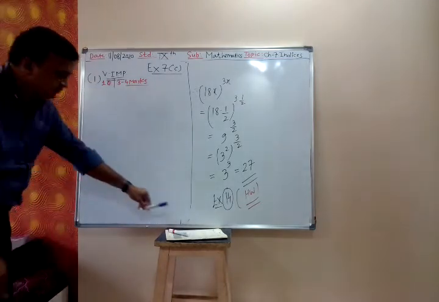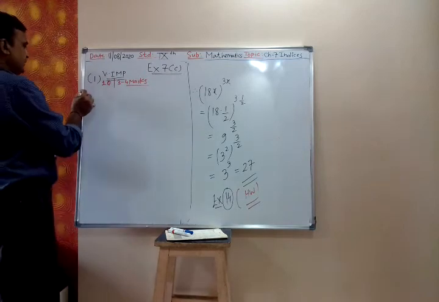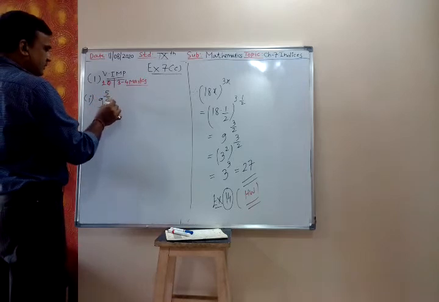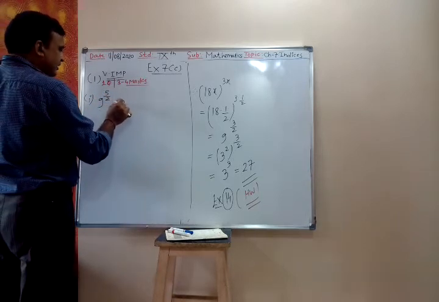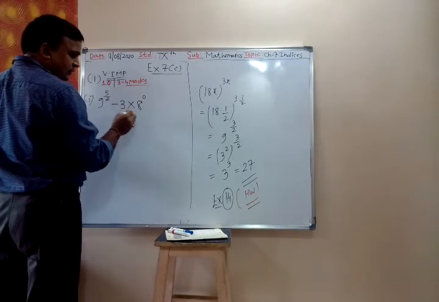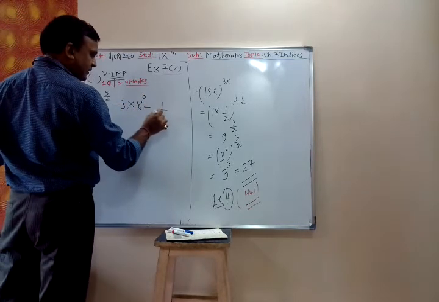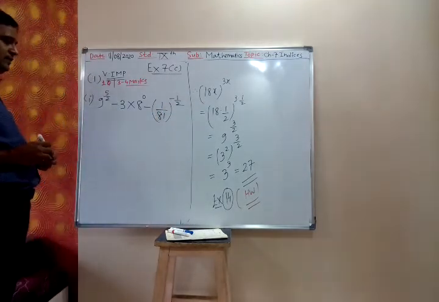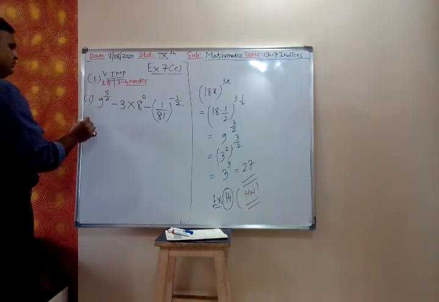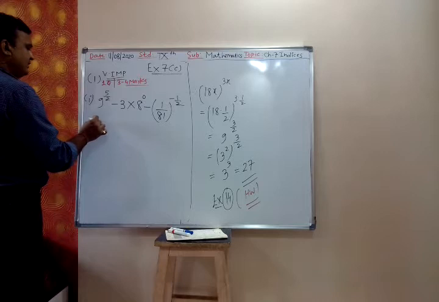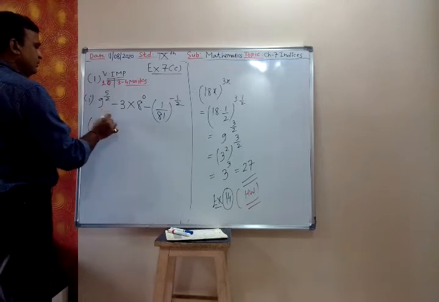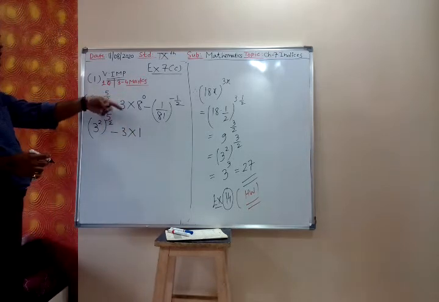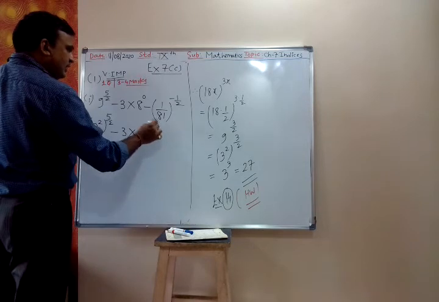Now first one: 9 raised to 5 by 2 minus 3 into 8 raised to 0 minus 1 upon 81 raised to minus half. So 9 raised to 5 by 2, I can write as 3 square raised to 5 by 2. 3 into 8 raised to 0 is 1, because whenever the power is 0, the value is 1. Minus 1 upon 81.